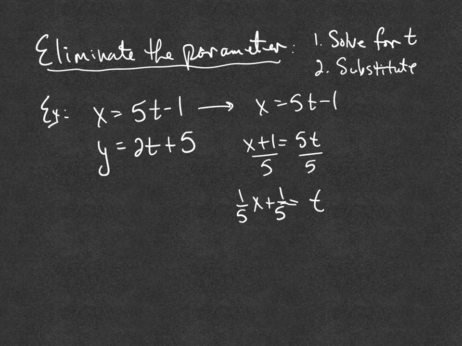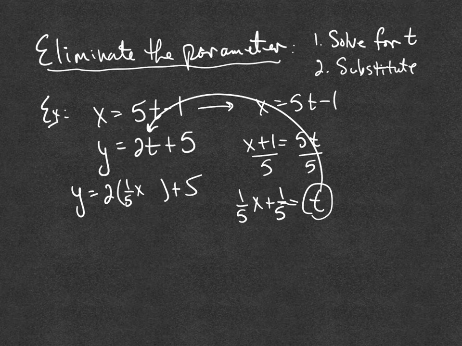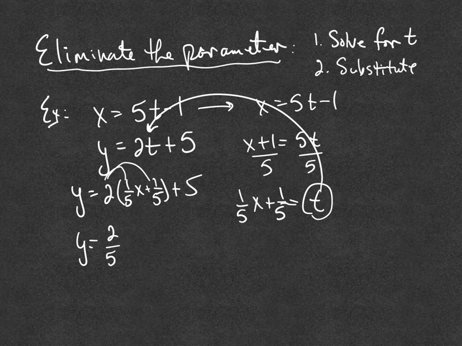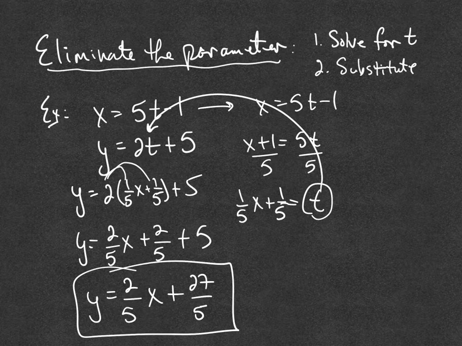Okay? And then what I could do is substitute into the other equation. So wherever I see a t in the other equation, I could replace t with what it's equal to. So if I replace t with 1/5 x plus 1/5, and just do a little bit of simplifying, a little distributive property, 2 times 1/5 x, 2 times 1/5, and add the two numbers together, 2/5 plus 5 is 27/5. What we get is an equation that doesn't have a t time element in it any longer.